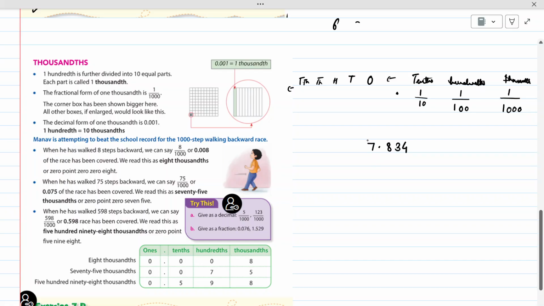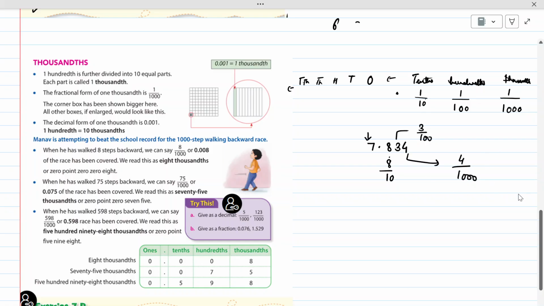Okay, so if I have any number, let's say 7.834, so 7 is the whole number. For 8 it is at the tenths place, the value will be 8 by 10. For 3, it is at the hundredths place, so the value will be 3 by 100. And for this 4, this is at the thousandths place, and its value will be 4 by 1000. So this is how we can represent it.